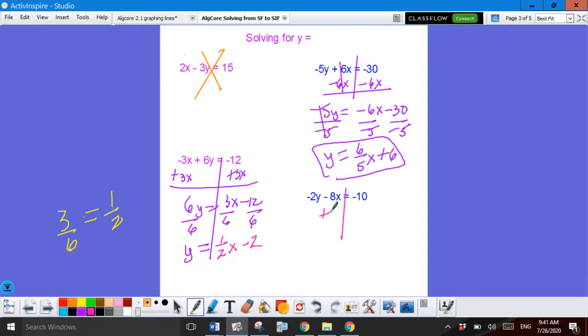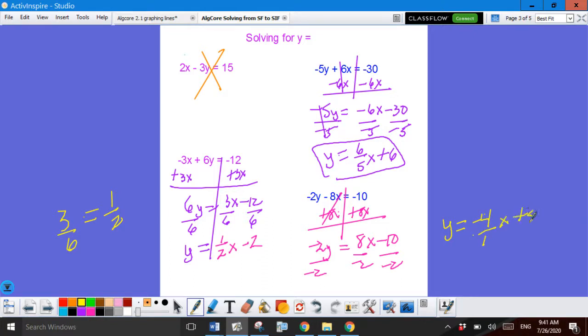Last one here. Add my 8x. Gone. -2y equals 8x minus 10. Divide by -2. Y equals 8 divided by -2 is -4. So that would be -4 over 1. Okay, -4 over 1 x plus 5. Or y equals -4x plus 5. Either way works.